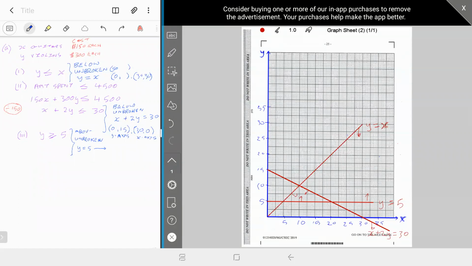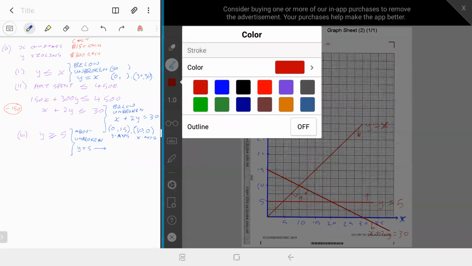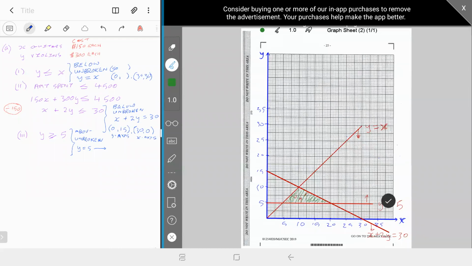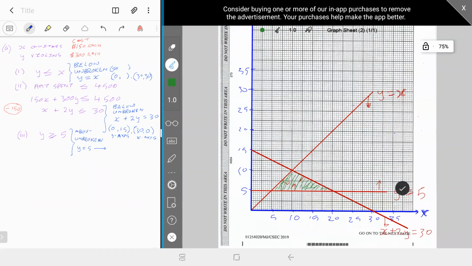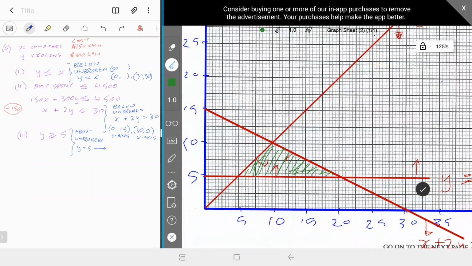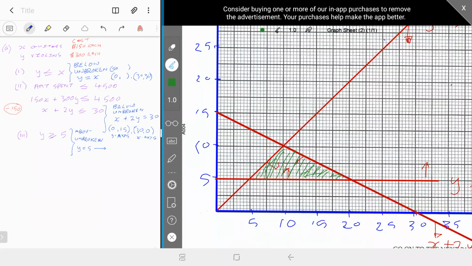Remember, the second part of the question was for us to shade it. So we're going to shade that region. Use a different color for the shading. Let's shade it in green. Shade the common region. That is the region that I want. Let me zoom it up. All right, good. So that's our common region that we're working with.